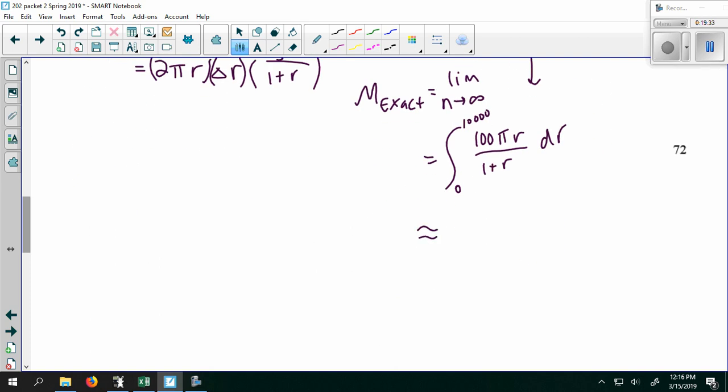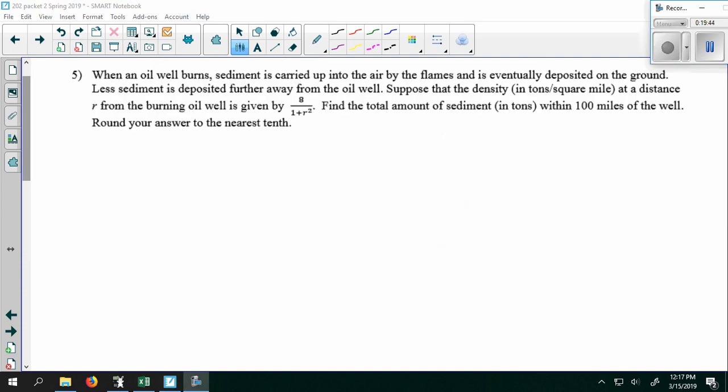We should get approximately 3,138,699 kilograms. Okay, this last one is very much like the previous.